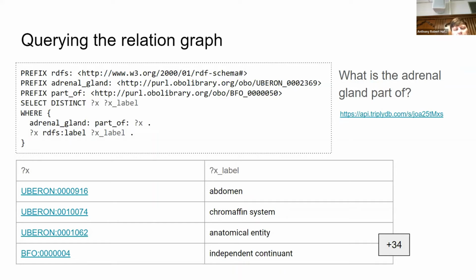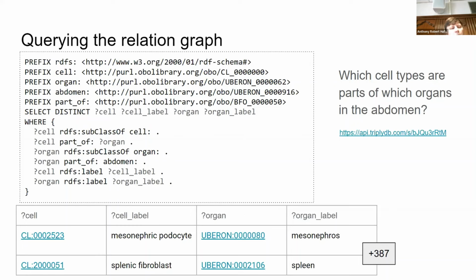So there's, I guess, about 38 results for that query. And so you can make it a little more complicated. And so we can just say, which things are subclasses of cell and are part of something that's a subclass of organ, and where that organ is part of the abdomen, and get to the labels also. So things like mesonephric podocyte is in the mesonephros, splenic fibroblast is in the spleen.